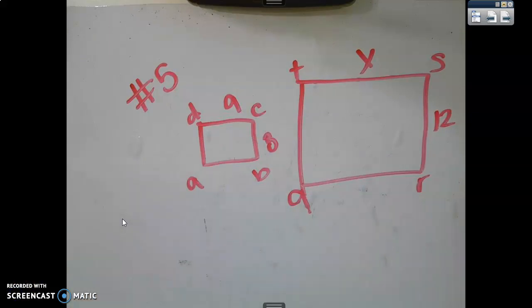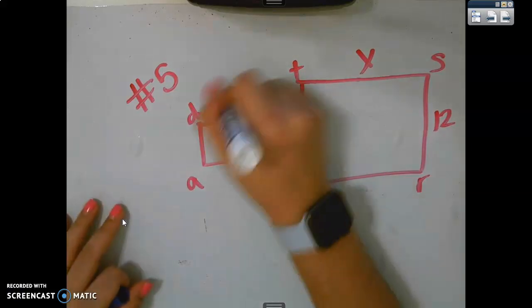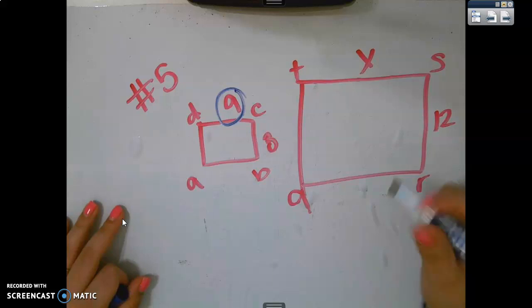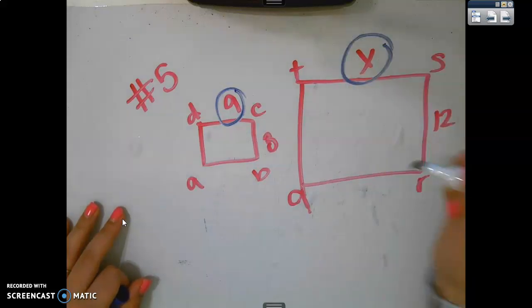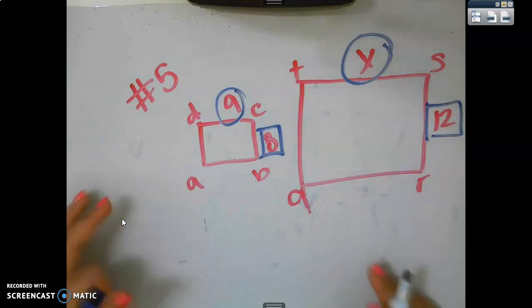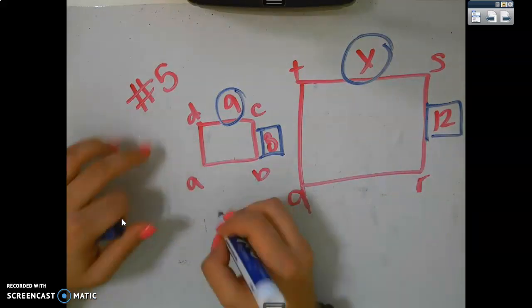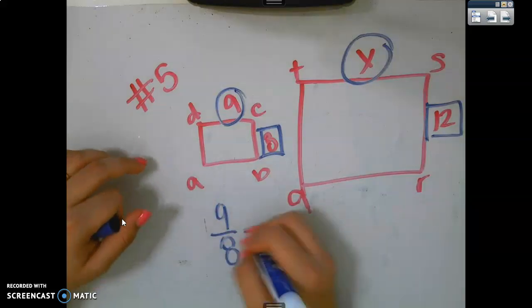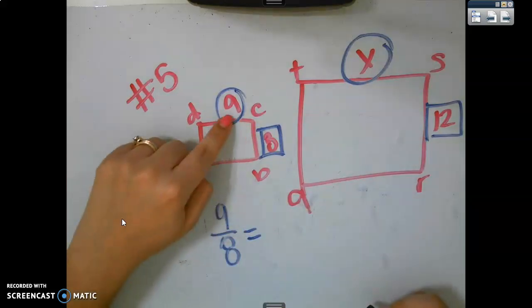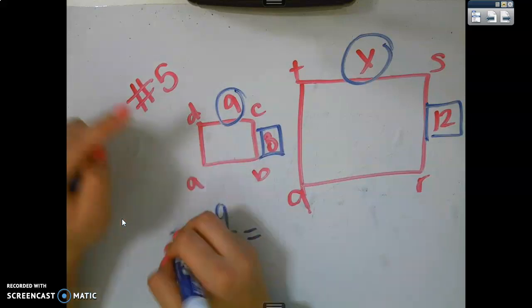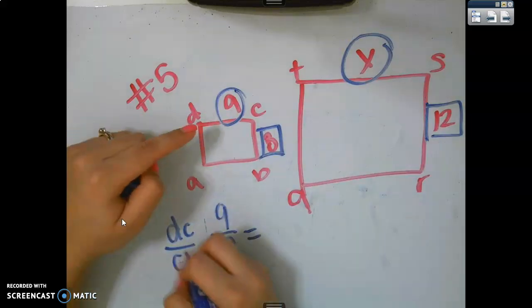Number 5, it's going to be the same thing. You want to make sure that you're matching. So DC is going to match with TS, and CB is going to match with SR. So you want to set it up as a proportion again. You're going to set it up as 9 over 8, because I set it up as a circle over square, I set it up as DC over CB.